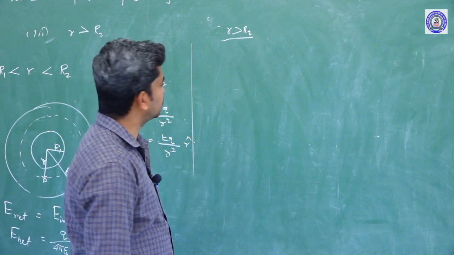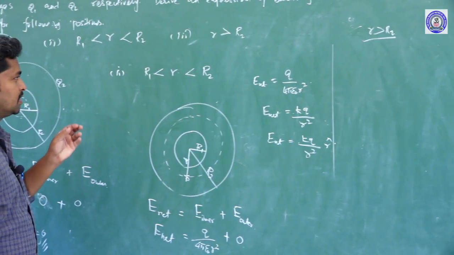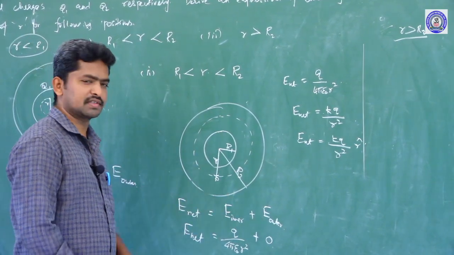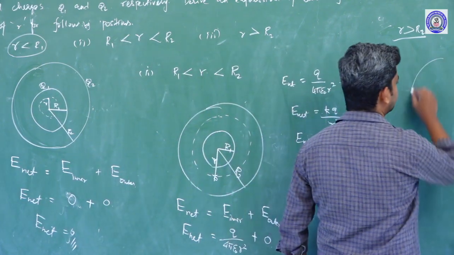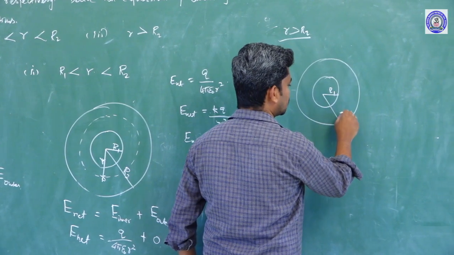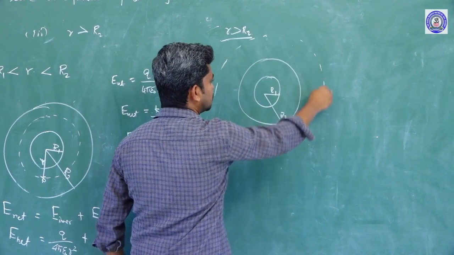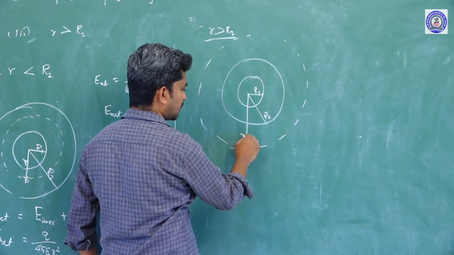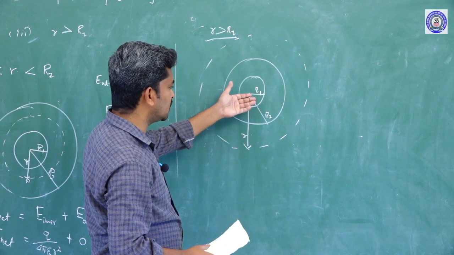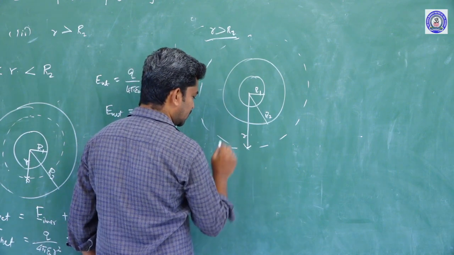The next condition is R greater than R2. R greater than R2 means the Gaussian surface, or imaginary closed surface, is outside of the two spheres. Here is one sphere and another sphere, this is R1 and this is the radius R2. So I want to calculate the electric field at a point here, outside both spheres.